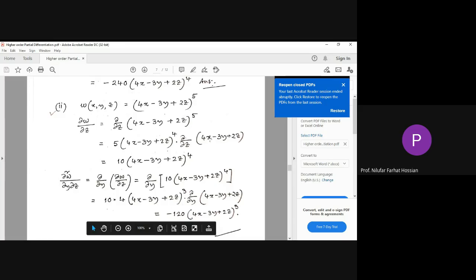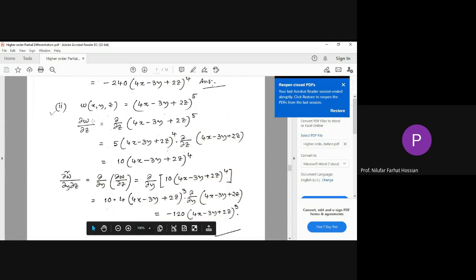There is a combination of three terms. This should be treated as a constant, this should be treated as a constant, so the only term is 2z. After differentiating this 2z with respect to z, it will be simply 2. So 2 into this 5 will be 10, 10 into this whole thing to the power 4.